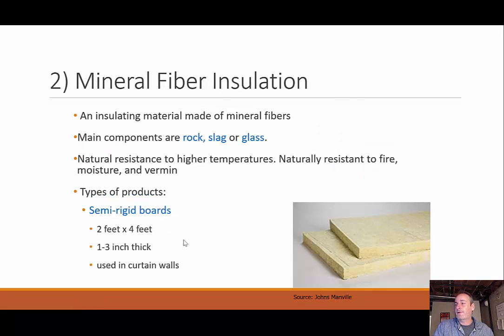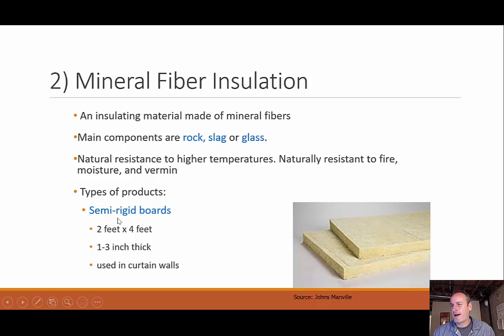We have mineral fiber insulation. So what this means is the insulation is made from minerals, right? So you imagine breaking down this rock, slag, or glass into small minerals, and that is your insulation. It has resistance to higher temperatures, resistance to fire, moisture, and vermin, like the mice and rats, or any other kind of wild animal like a bird that might do damage to your structure, right? So you don't want them burrowing into your walls.